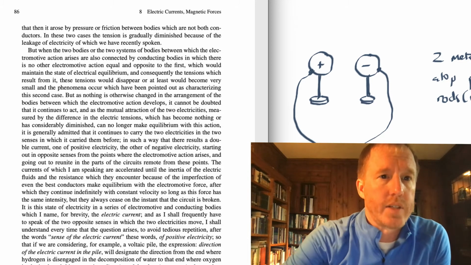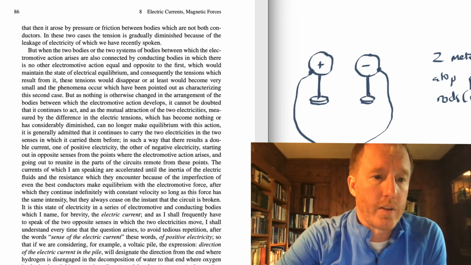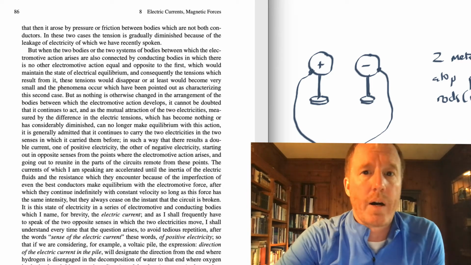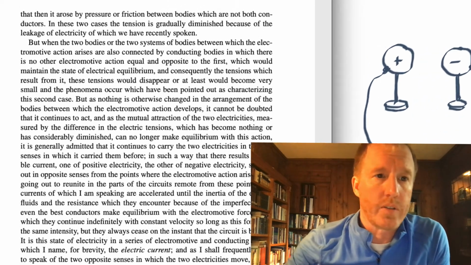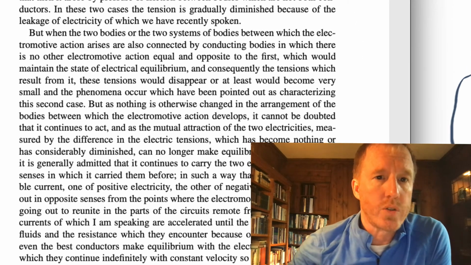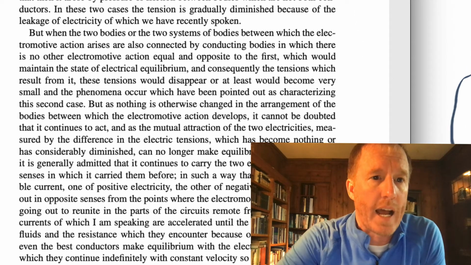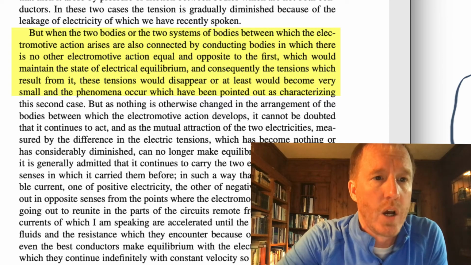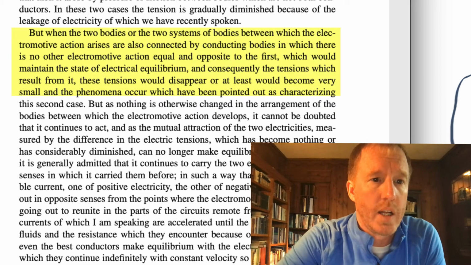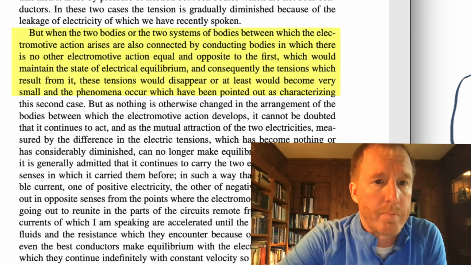On the next page, 86, in the top paragraph, or I guess the long paragraph, now he's going to talk about what happens when you connect those two spheres by a conducting wire. Okay, he says, when the two bodies, or the two systems of bodies between which the electromotive action arises, are also connected by conducting bodies in which there is no other electromotive action equal and opposite to the first, which would maintain the state of electrical equilibrium, and consequently the tensions which result from it, these tensions would disappear, or at least would become very small, and the phenomena occur which have been pointed out as characterizing this second case.